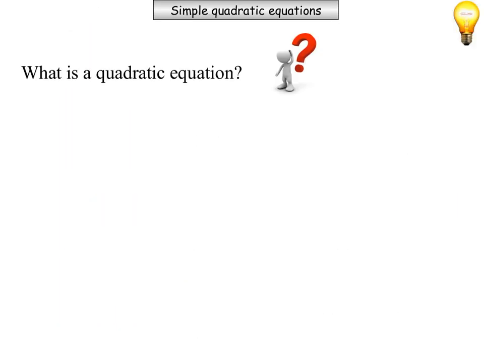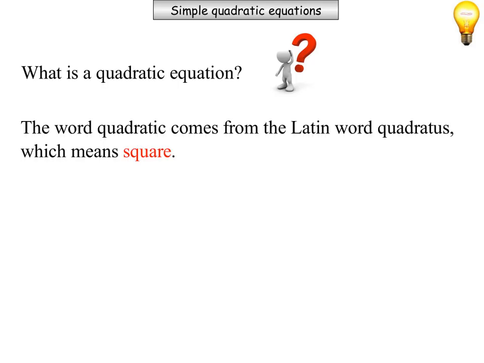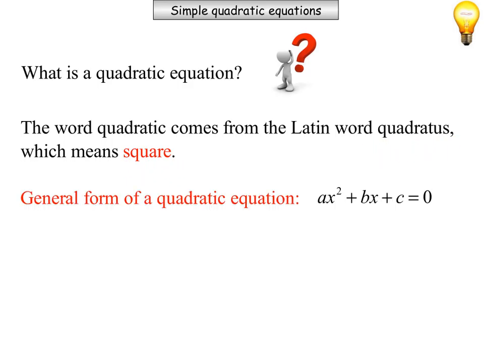Before we begin, let's define the word quadratic, or even what does quadratic equation actually mean. The word quadratic comes from the Latin word quadratus, which means square. Now, with an equation, we usually have some sort of expression equaling something else. The word square relates to the power here. The power of 2 is squared.